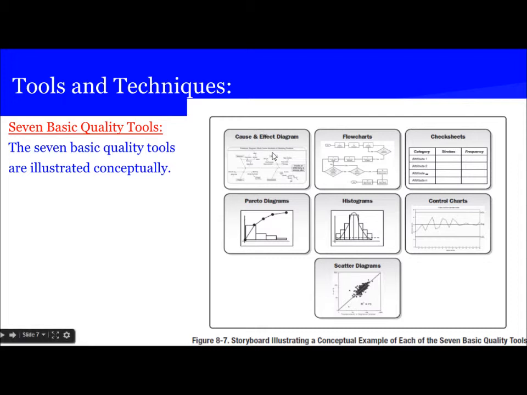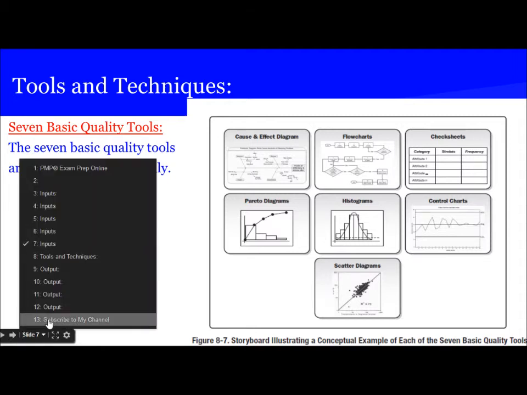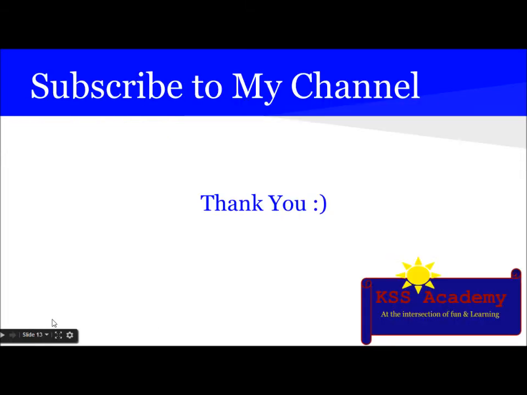And the cause and effect diagram we have already discussed. Causes are found by looking at the problem statement and asking why until the root causes are determined. It is also known as Ishikawa diagram or fishbone diagram. So guys, I hope you got some idea on the control quality process. Control quality is a process under the monitoring and controlling process group.